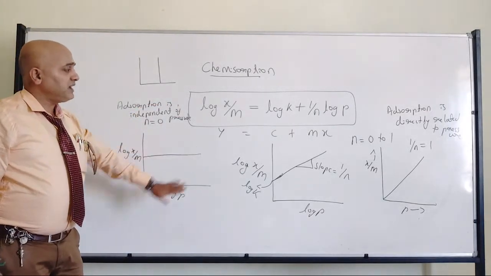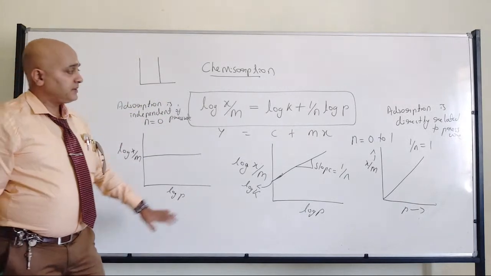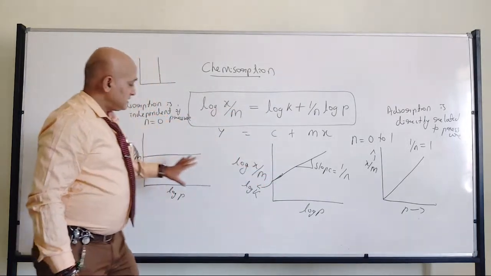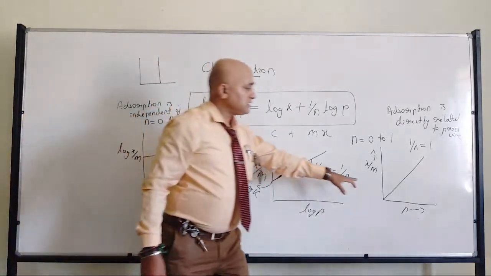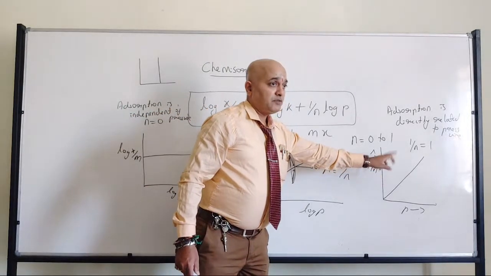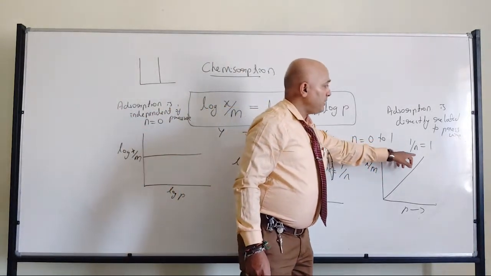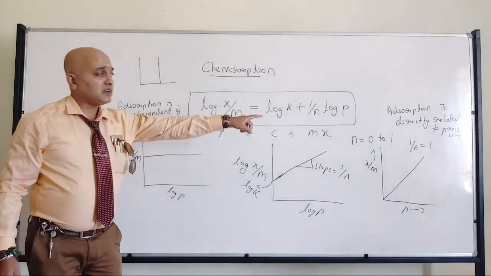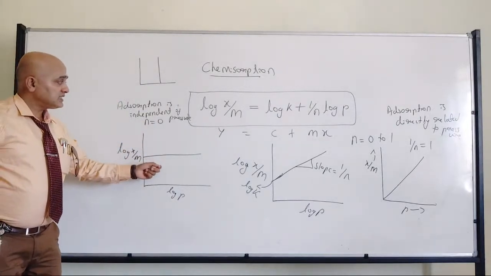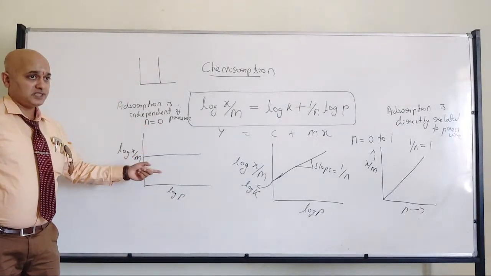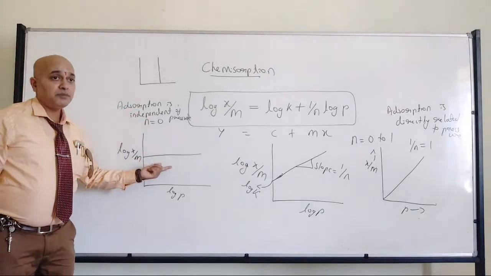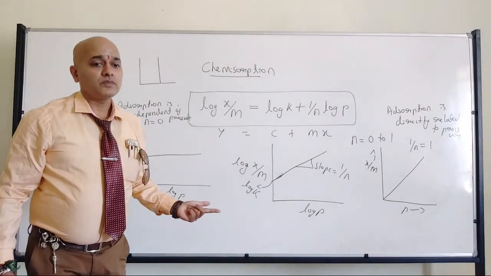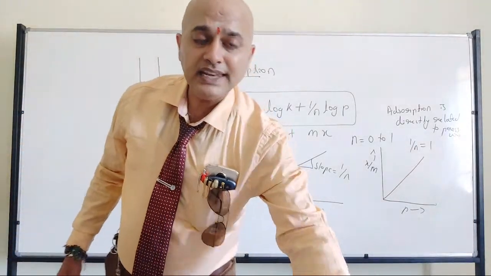Fine. So that's where we have got the 3 different graphs. This is the graph for the general equation. This is for a specific condition, and this is also under a specific condition. Which is that specific condition? When 1 by n value is equal to 1, adsorption will be directly proportional to the pressure, and when 1 by n value is equal to 0, adsorption will become independent of the pressure. Any doubts with regard to this?